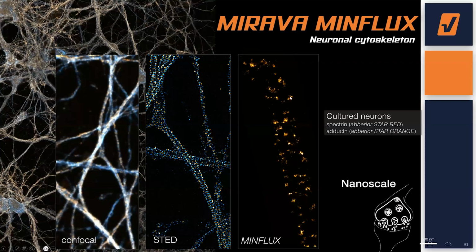So this is actually the last slide. What you see here is the dual color imaging of the spectrin protein and adducin, which is an actin capping protein. There are no structural details in confocal, while instead you see clearly the periodic organization of these two proteins. And then further, you can do single molecule imaging of the spectrin protein, in this example, with the MinFlux.